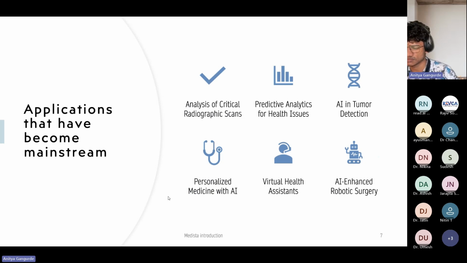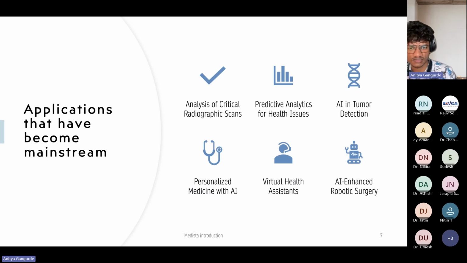If I just glance over some of the applications that have already become mainstream: those are critical radiograph scans, analyzed using computer vision models. That is one critical use case. There are some other applications such as predictive analytics or forecasting. Suppose I have particular health-based data, I can feed it into the model and let it predict the next step or the next issue that might happen. That is how the model is also being trained with AI.